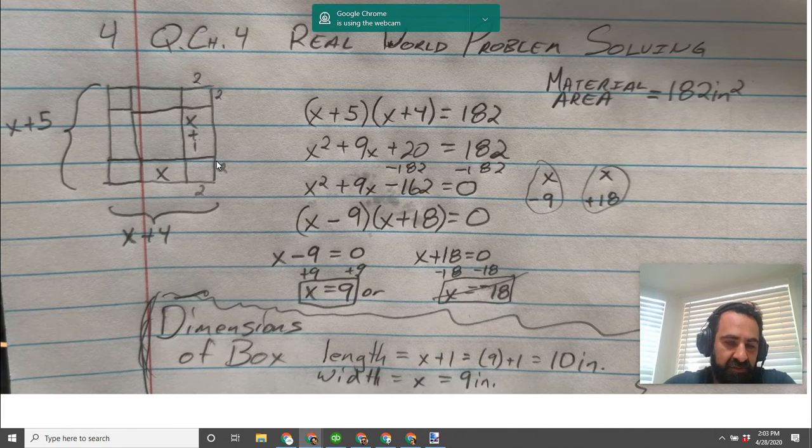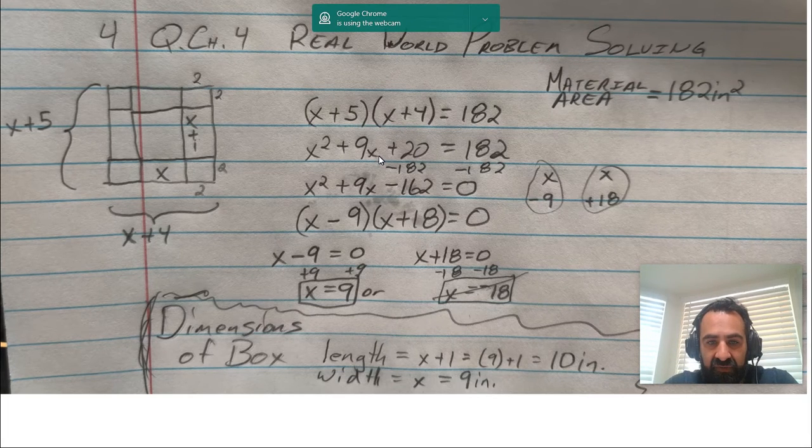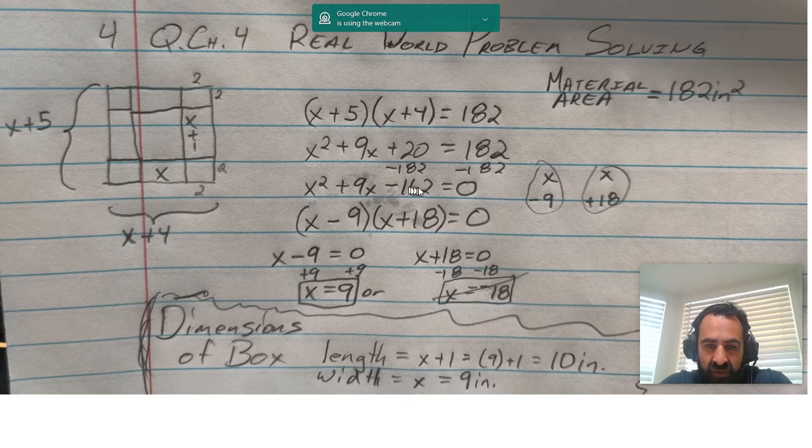And the area of the entire piece of material is 182 square inches. Therefore, if I multiply the quantity x plus 5 times the quantity x plus 4, I should get 182. Multiplying it out and subtracting on both sides, I get this quadratic equation. Pretty straightforward. To factor this, with a difference, because that's a negative 9, and the larger of the factors being positive, it's pretty easy to figure out. It's 9 and 18.